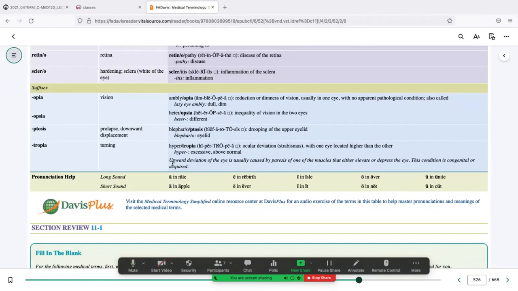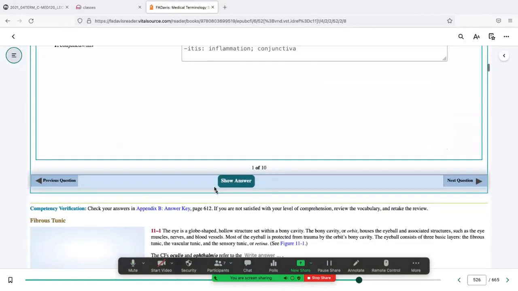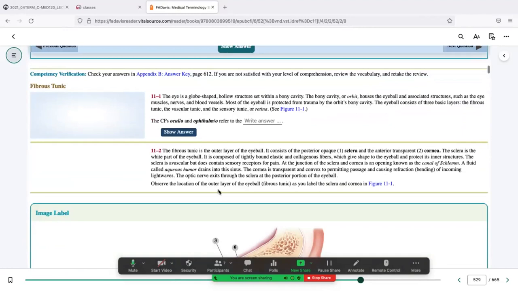Hypertropia, okay? Tropia is turning. So hypertropia is the excessive turning of your eye, also known as strabismus or your ocular deviation. There's another term called esotropia, and that's when you have, like, cross-eyed. Again, that's ocular deviation. Conjunctivitis.